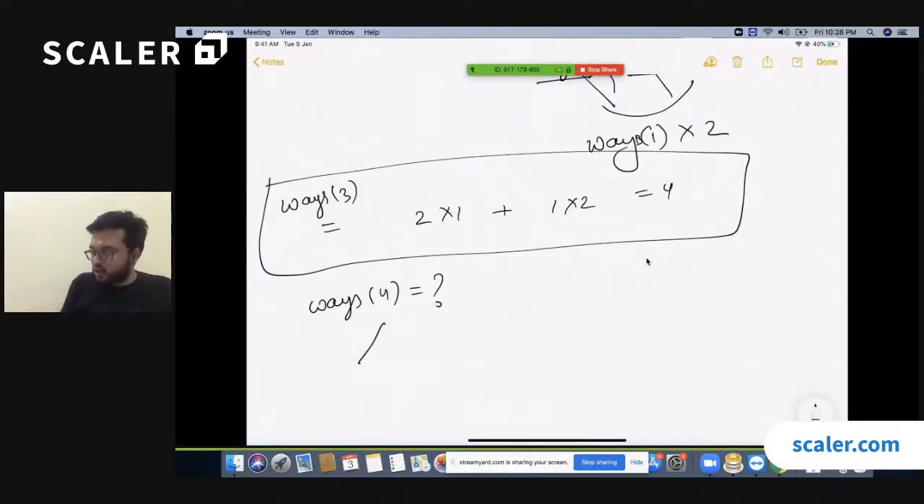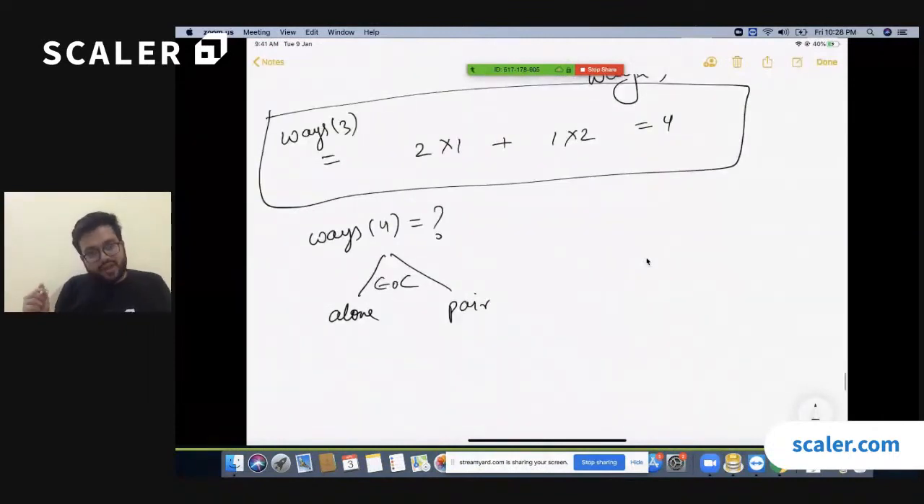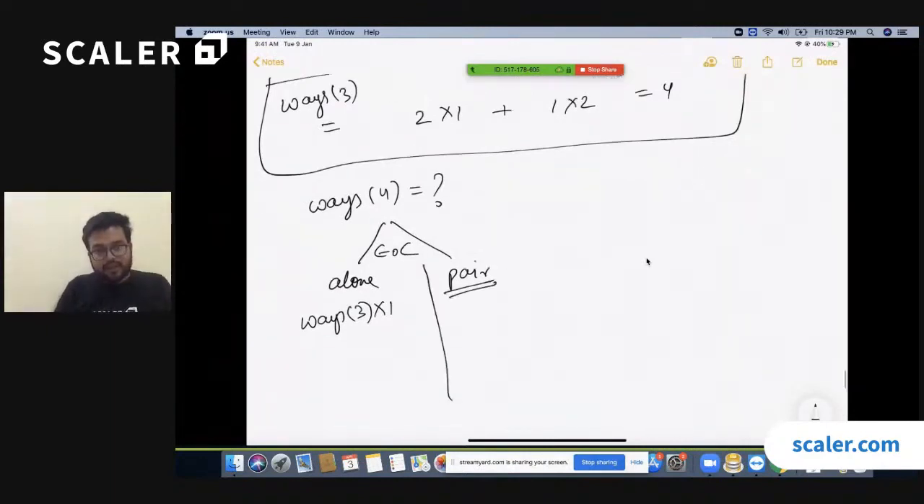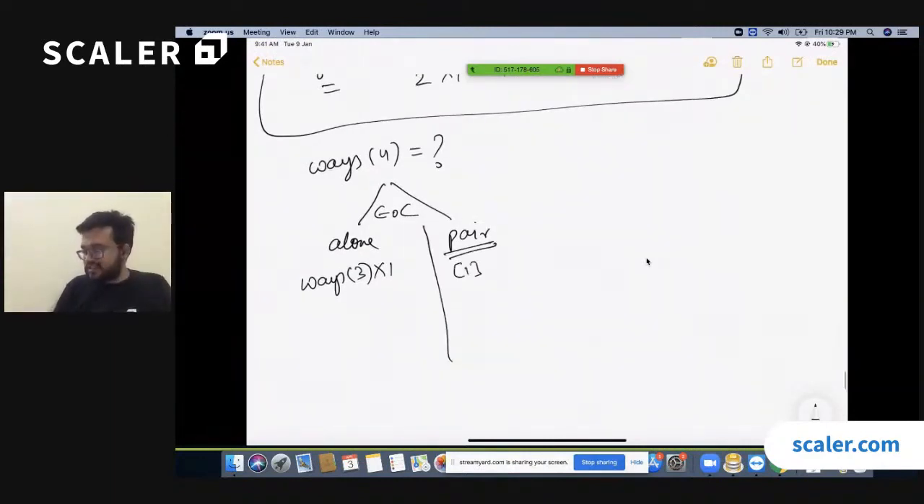Again, look at the element of choice. The element of choice that I have is that the fourth person can either enjoy alone or the fourth person can pair up. If the fourth person enjoys alone, he will say that there are 3 people remaining in the party. Whatever ways they can enjoy, let them enjoy. I will just tag along and you will just multiply it by 1. The other option that he has was to pair up. He could have paired up either with the first person or with the second person or with the third person.